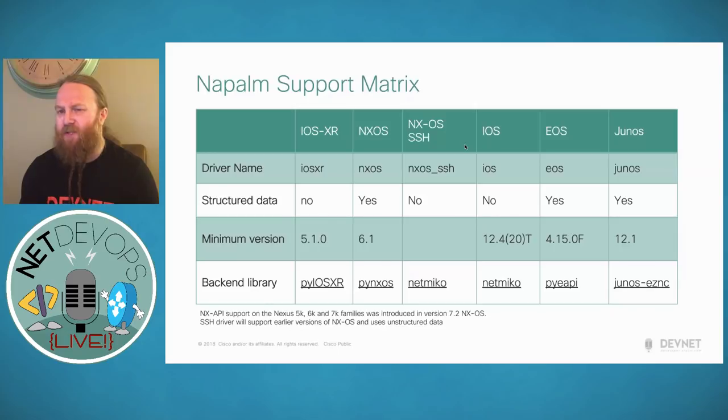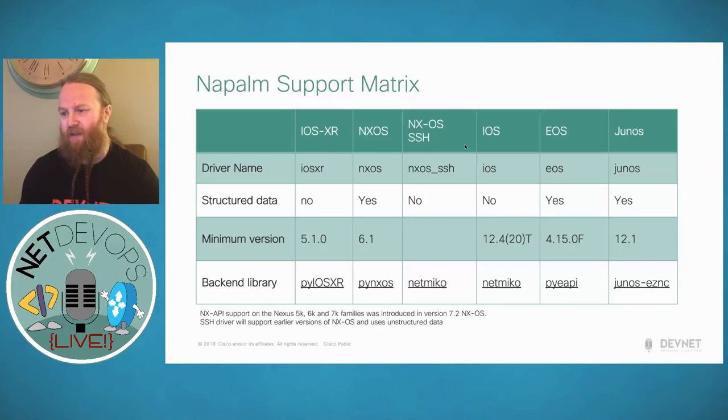There's a slight difference in the way that the data is structured. So with XR, you don't get structured data, but yet with NAPALM, with Nexus, you do. And then you don't get that with iOS, and you do with EOS and Juniper. And there I've highlighted the minimum version of code that you need to run NAPALM with across your devices. So minimum version for XR, which we'll be using today, is 5.10.